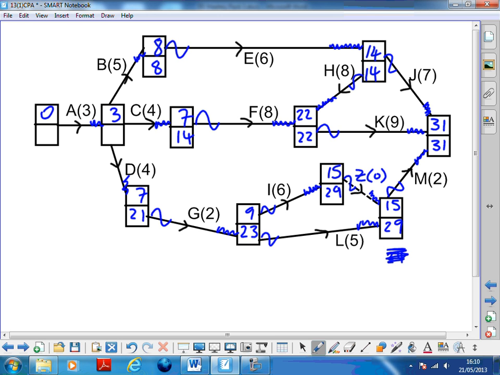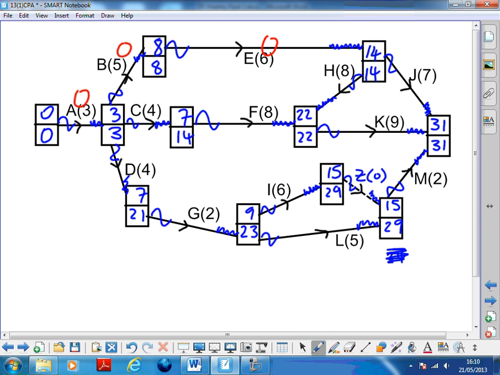What haven't I done? Haven't done this one. 3 coming out. 1, 2, 3 things to consider. So 14 minus 4 is 10. 8 minus 5 is 3. 21 minus 4 isn't smaller than 3. Smallest is 3. Only one thing coming out here. 0. Done. Floats. A. 0 to 3, length of 3, no float. B. 3 to 8, length of 5, no float. E. 8 to 14, length of 6, no float.